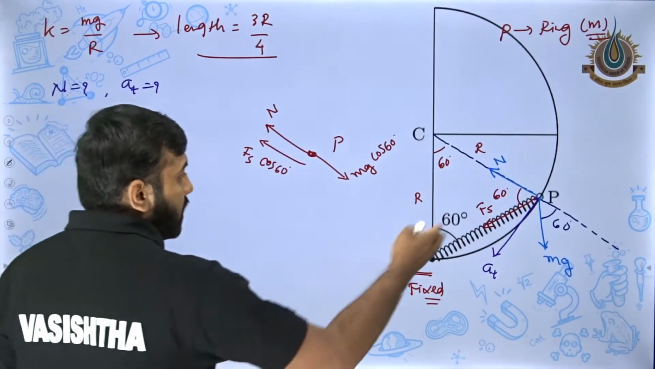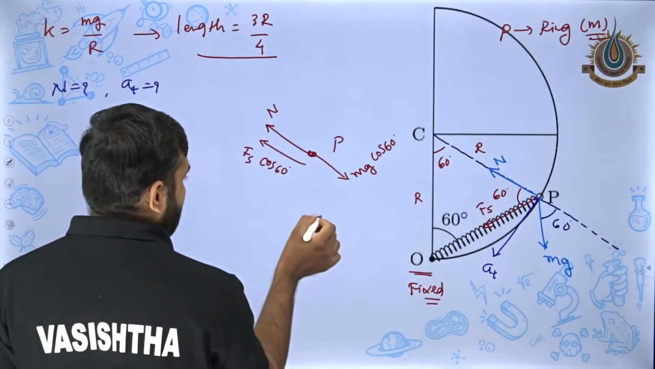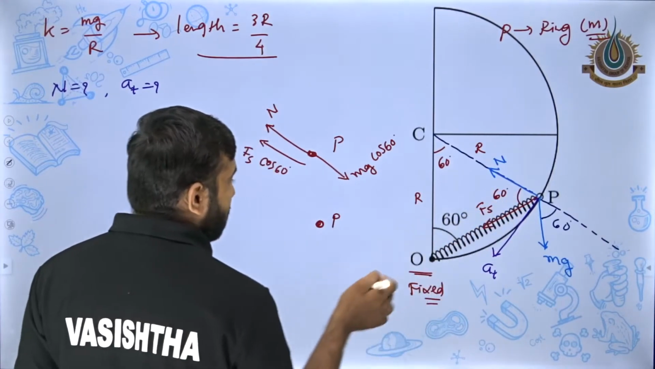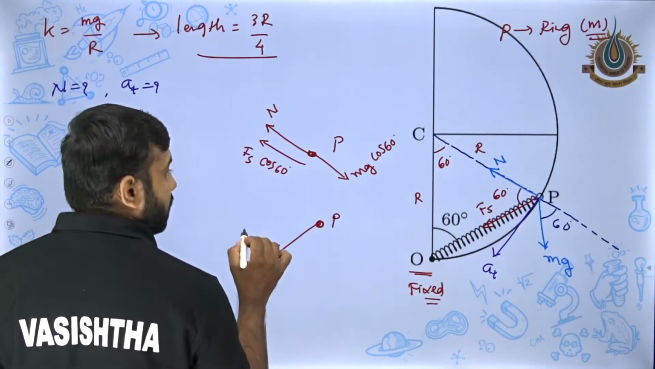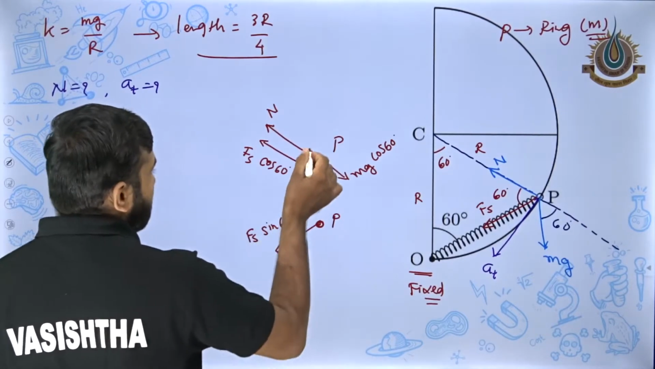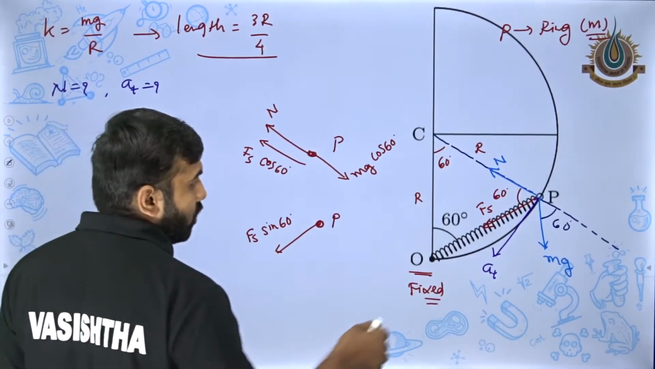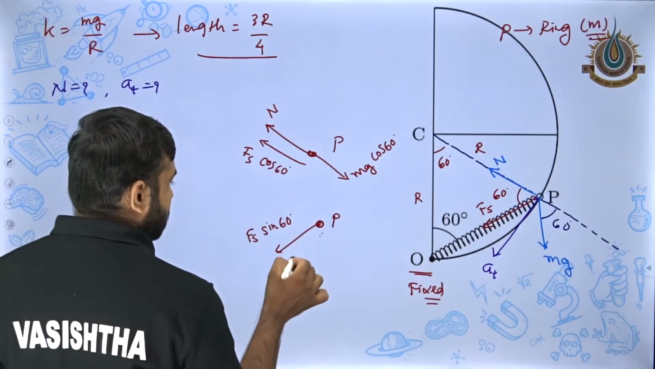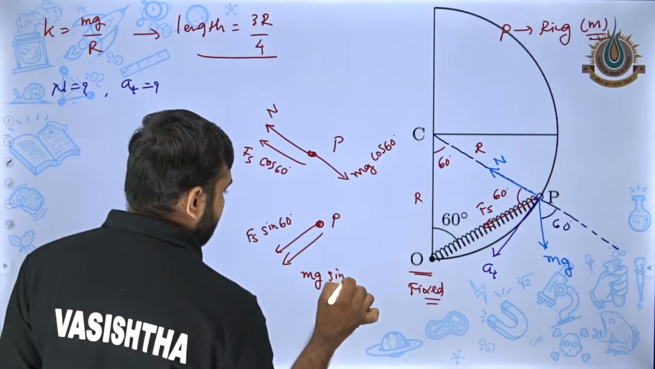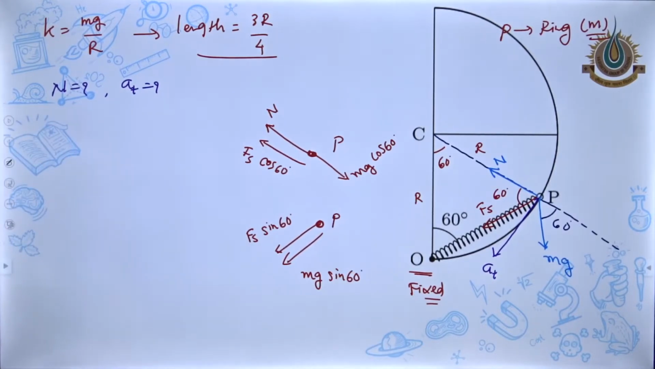Now take the forces along this direction, तो ये same point P पे, ये force यहाँ पे भी आ जाएगा, so this is Fs sin 60, मतलब यहाँ पे ड्रॉ करना, मैं यहाँ पे साइड में ड्रॉ कर रहा हूँ, और ये कंपोनेंट भी यहाँ पे आ जाएगा, so this is equal to mg sin 60. So that is a complete FBD of the ring, this side.